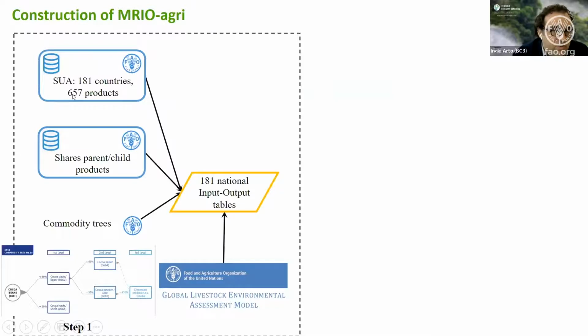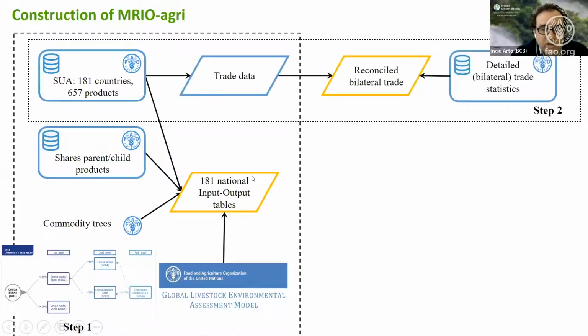First of all, departing from the supply utilization account of the 181 countries and 657 products, also taking information of the shares between parent and child products and the commodity trees, and the Global Livestock Environmental Assessment Model, we developed 181 national input-output tables. In the second step, what we do is to construct a trade matrix that is going to be used to interlink the national input-output tables.